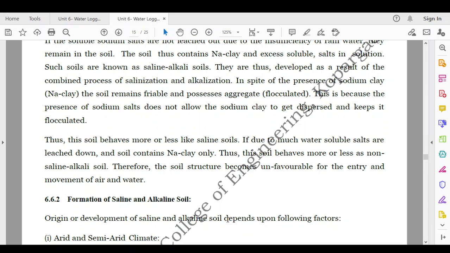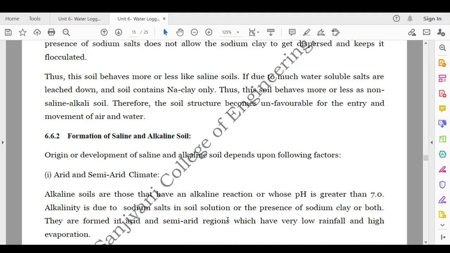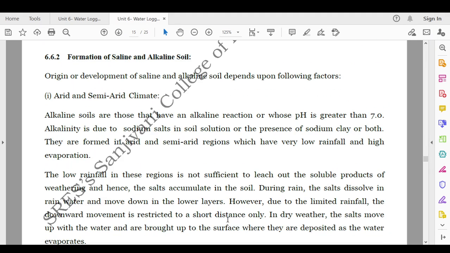If, due to much water, soluble salts are leached down and the soil contains sodium clay only, then this soil behaves more or less as non-saline alkali soil. Therefore, the soil structure becomes unfavorable for the entry and movement of air and water. This will not facilitate the air and water movement which is required for plant growth. Then, the formation of saline and alkaline soil: how are these formed?